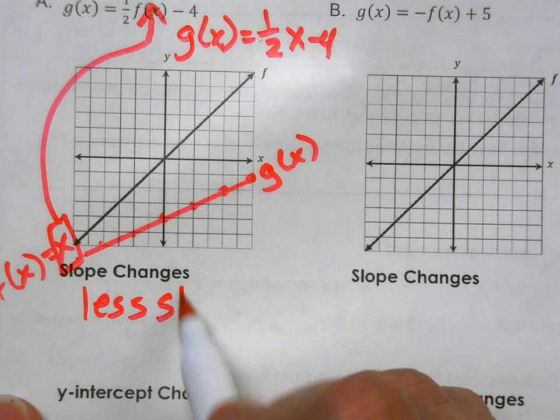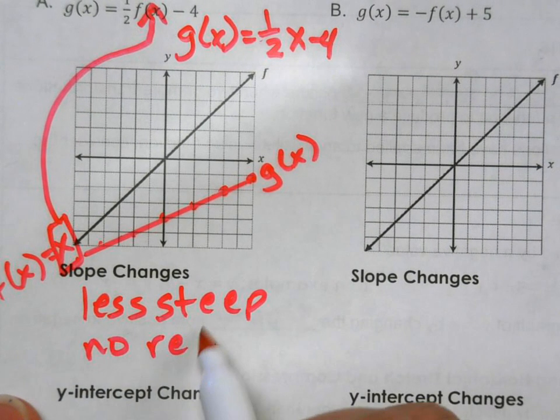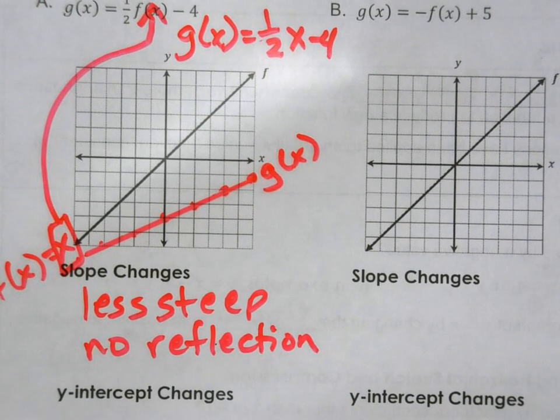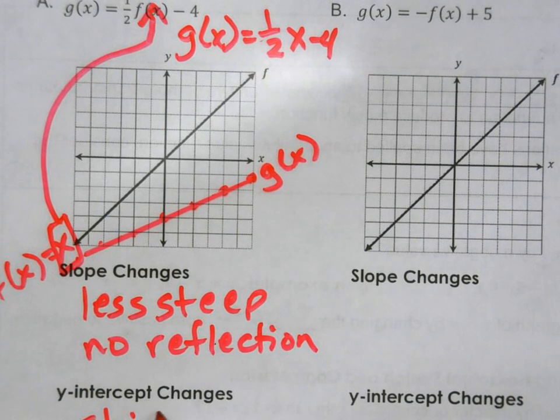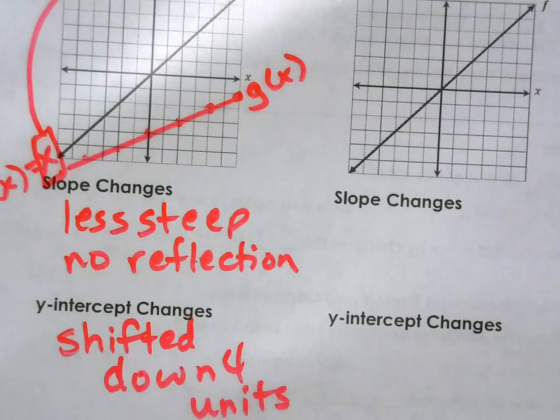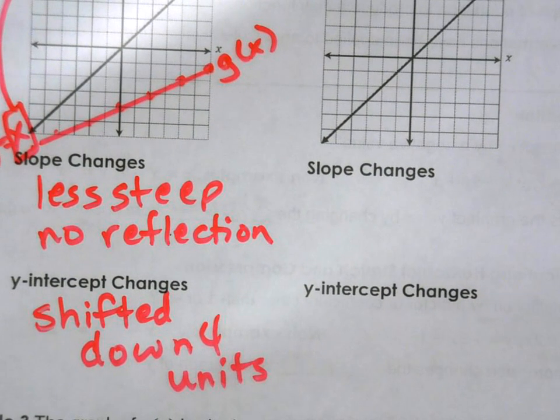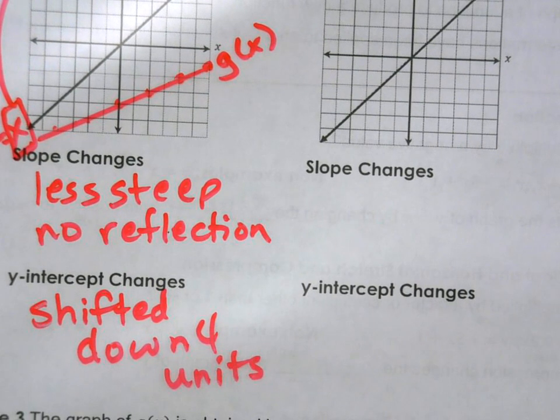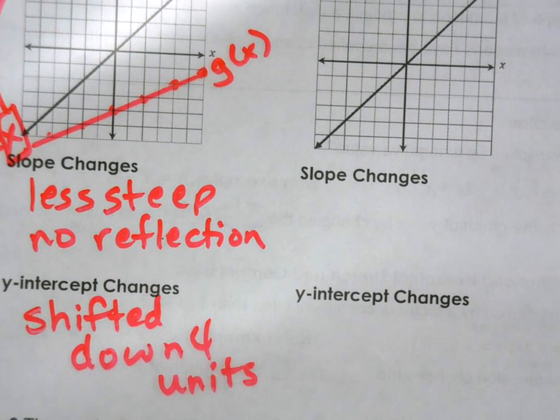Did it reflect? No. Okay, so no reflection. Okay, and then it shifted. How did it shift? Down. Okay. Shifted down 4 units. Everybody with us still?